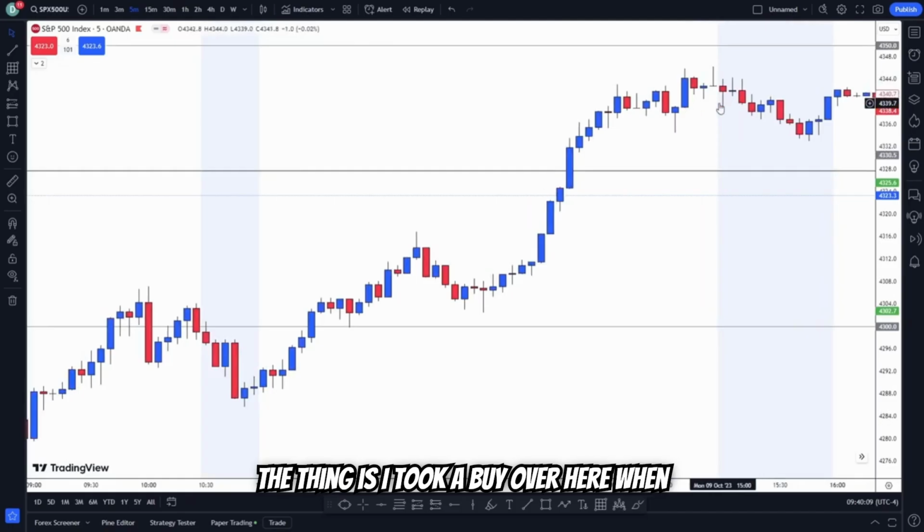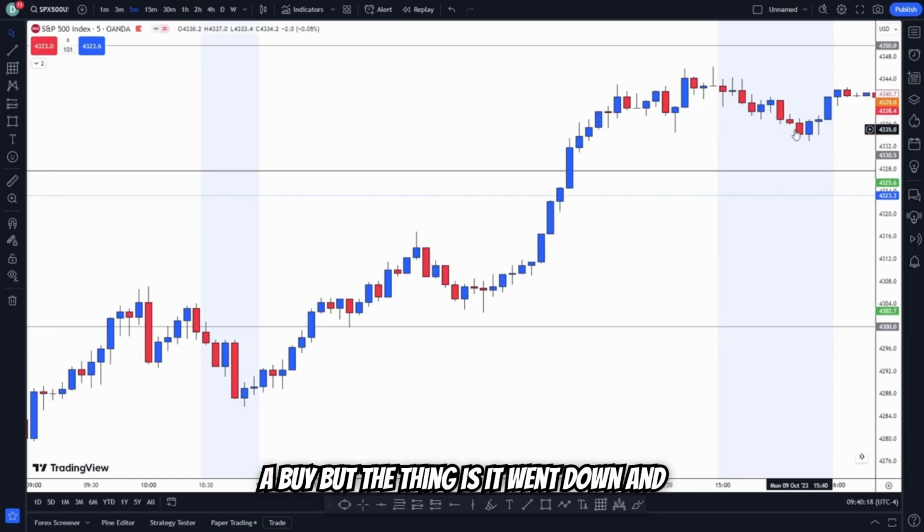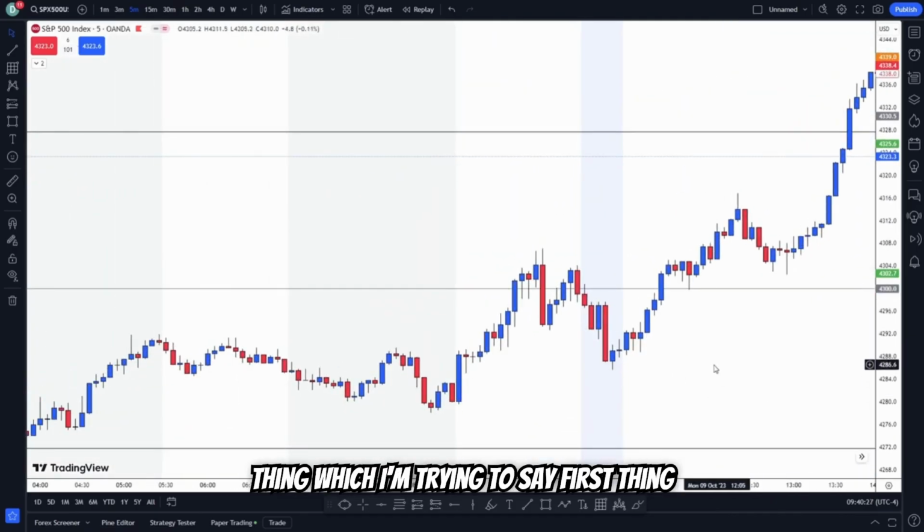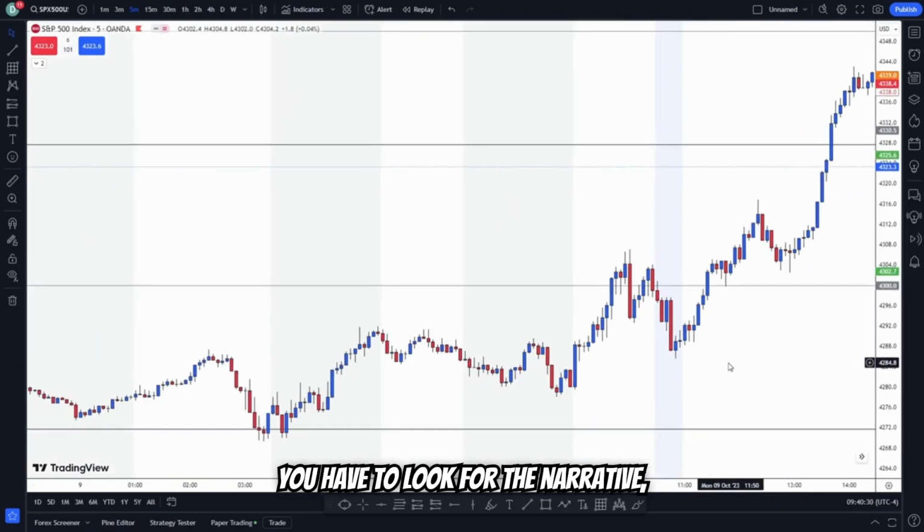But the thing is, I took a buy over here at the 3 p.m. candle, and it went down and it was my loss. So the morning one was a big profit, like 1:4, but in the afternoon I got another loss. So the first thing I'm trying to say is, you have to look for the narrative, the higher time frame narrative.